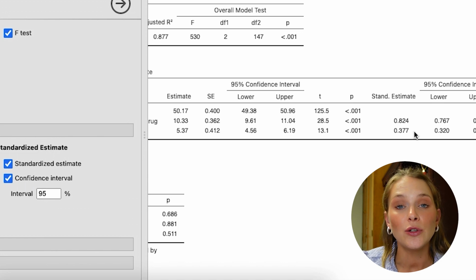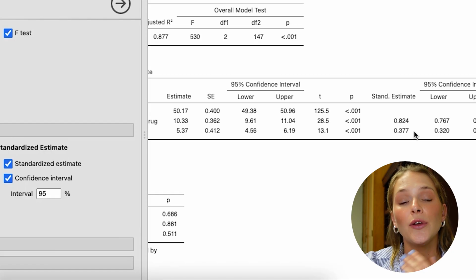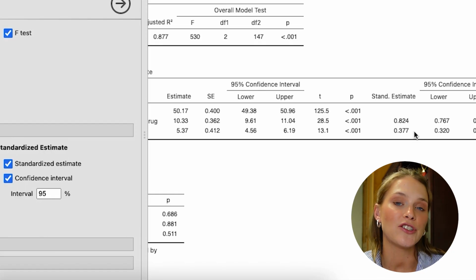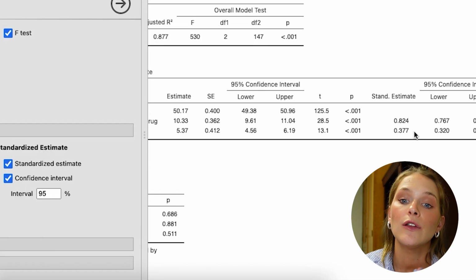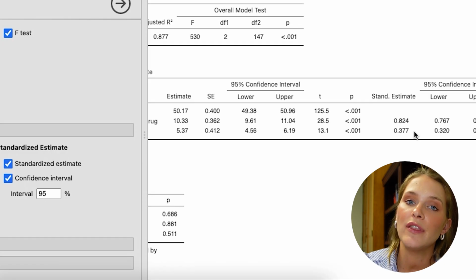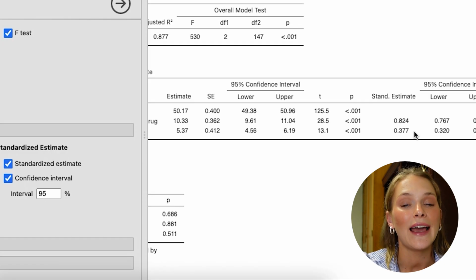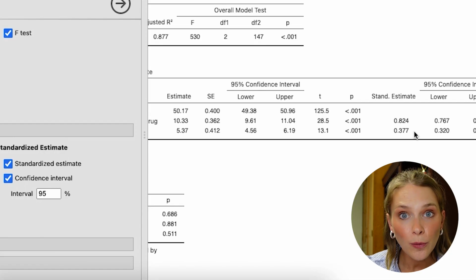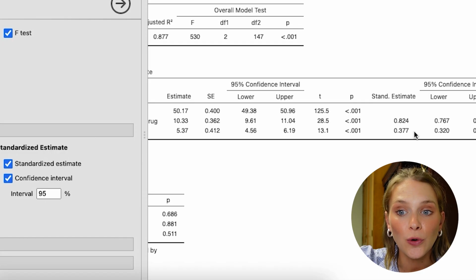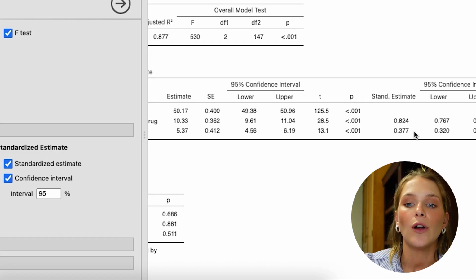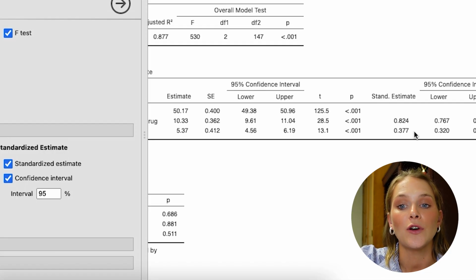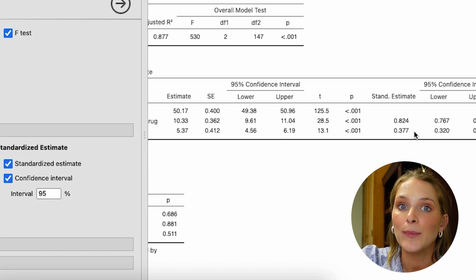Now, if you needed to construct a regression equation, you could also use this table here. Remember, our regression equation is y equals bx plus a. So y is going to be our outcome variable, the thing that we're trying to predict. So that would be the athlete's sleeping heart rate. Then b is our slope, and we have 2 because we have 2 predictors. So we'll have the slope of predictor number 1. That's going to be the slope for the dose manipulation of the experimental drug. That is the same value as that estimate. So that would be 10.33.